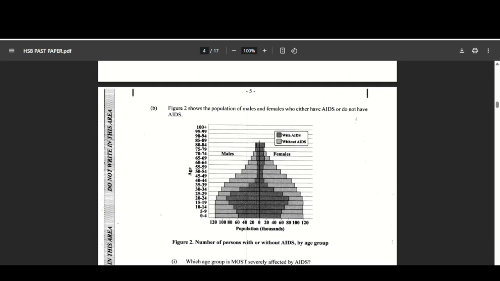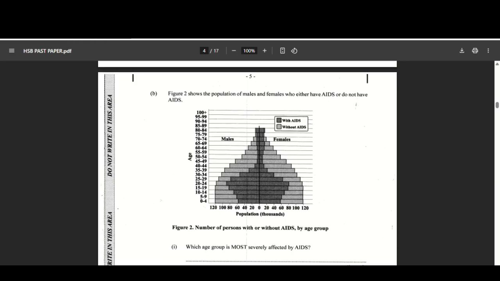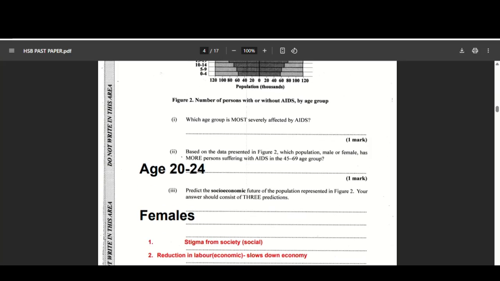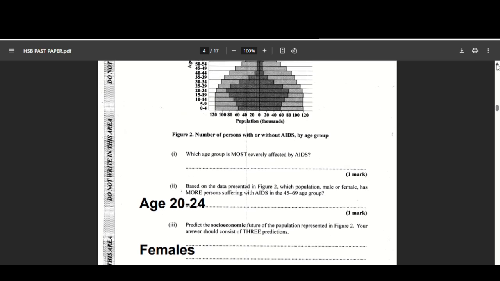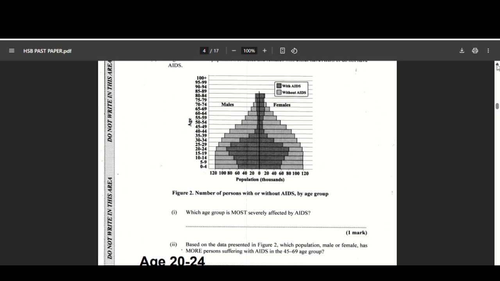Alright, so now we're at B. So basically this is a little analyzing question. Once I realize everything on this basically gets shuffled, but don't mind that. Which age group is most severely affected by AIDS? Now the answer I chose was the age 20 to age 24, and I will explain why.